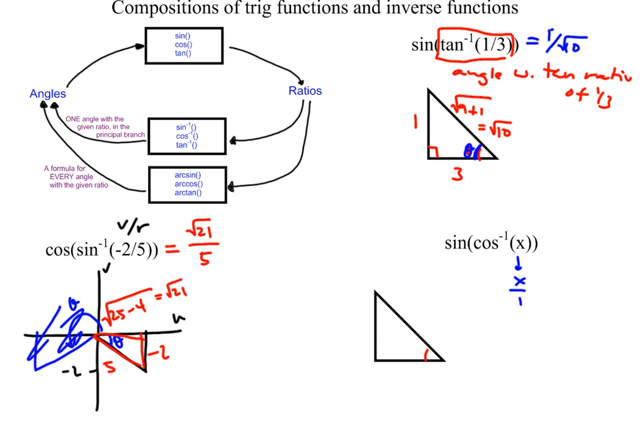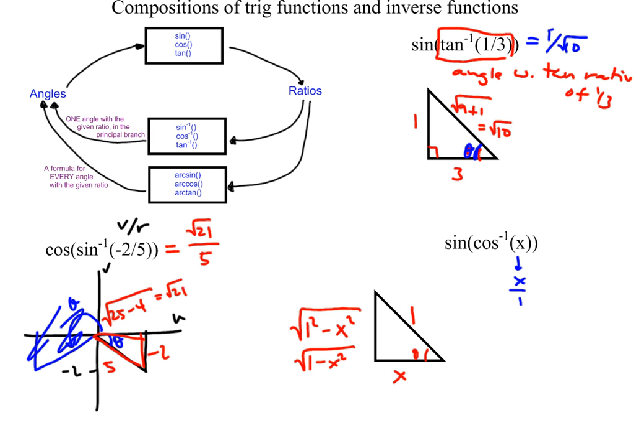Let's draw this angle theta. Inverse cosine of x is saying that the cosine ratio is x. Adjacent over hypotenuse is x. Now I can come up with not a number for the third side, but an expression for the third side. So this is equal to the square root of the hypotenuse squared, 1 squared, minus the leg squared, x squared. That simplifies to the square root of 1 minus x squared.